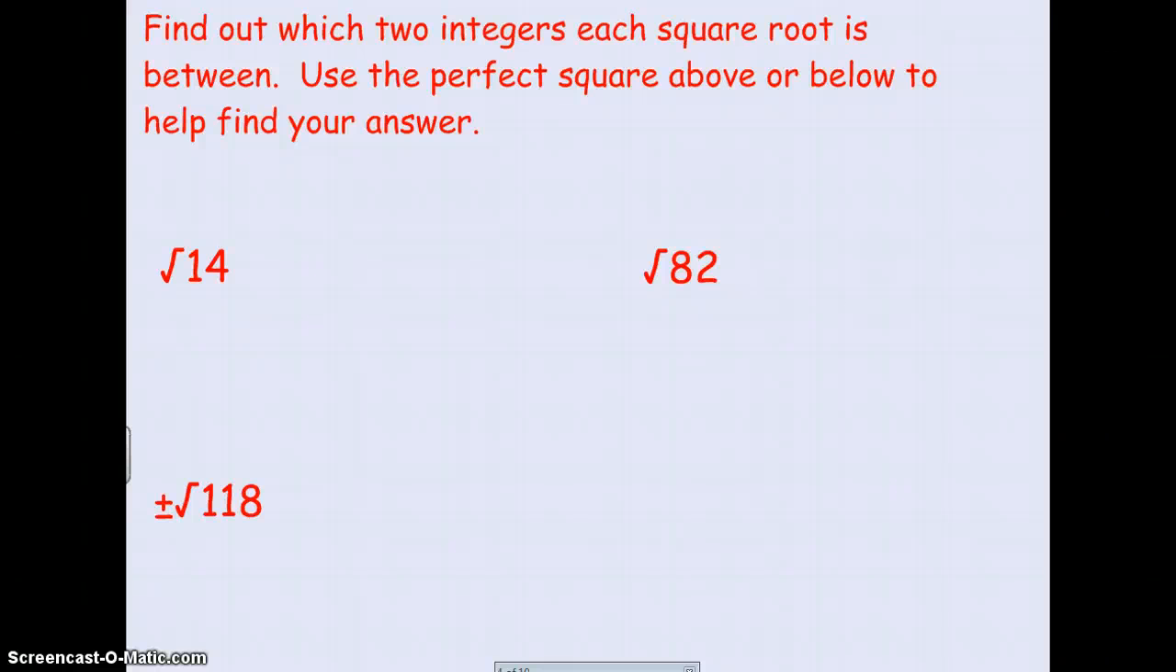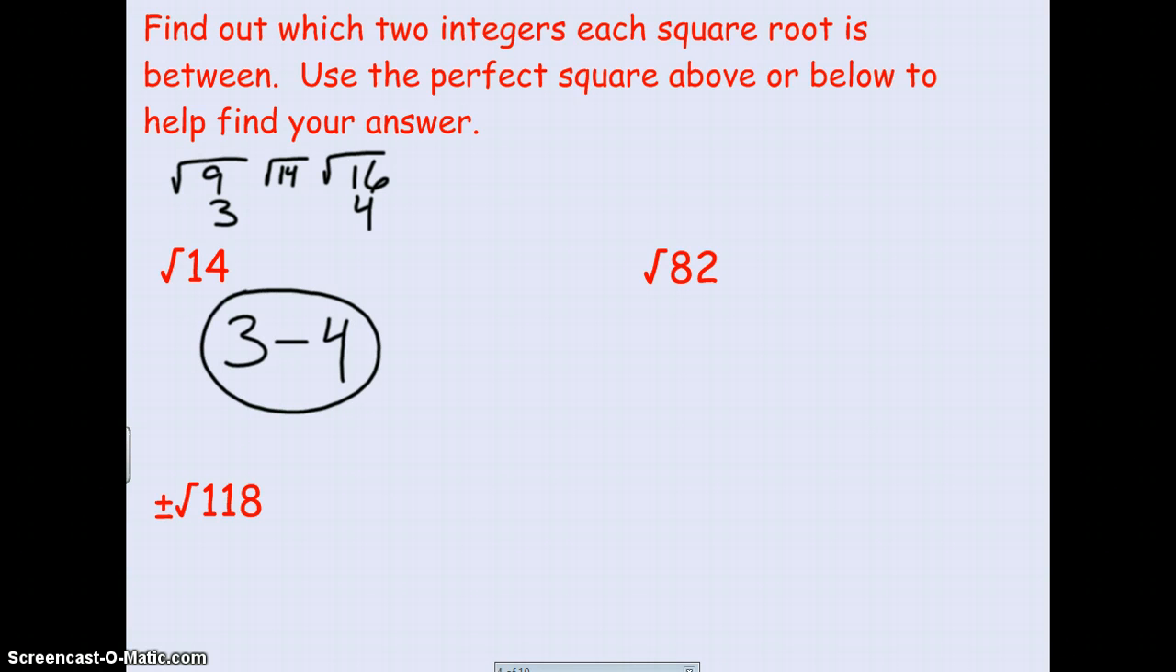To do this, as I'm trying to find which integers it's in between, I want to think about perfect squares that would be above or below 14. I know the square root of 9 is 3, which is below 14. Above, I know it's the square root of 16, which is 4. So the square root of 14, if I were putting it on the number line, would have to be somewhere in between those. And so we know that our final answer would be somewhere between 3 and 4.